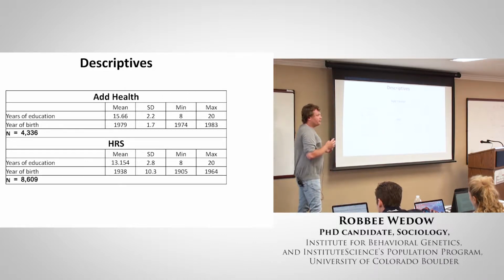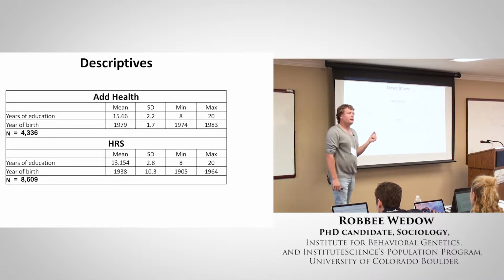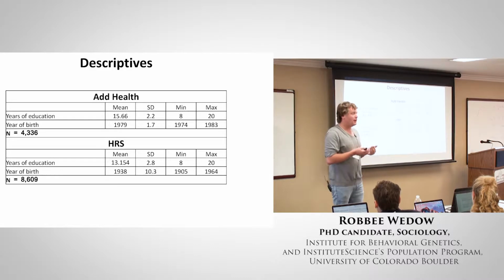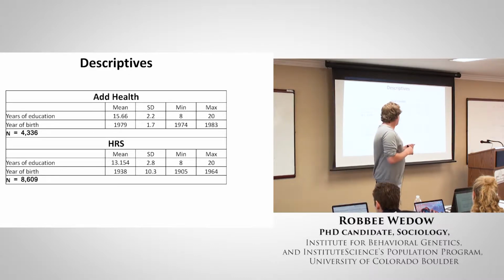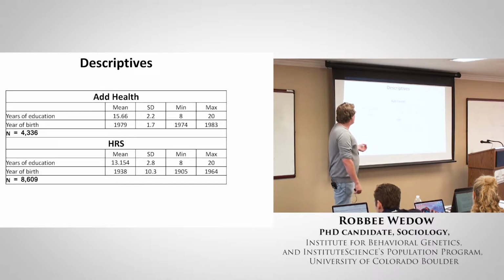A few important descriptives allow us to differentiate between the AdHealth and the HRS samples. In AdHealth, we have a higher mean years of education completed for the respondents in comparison to the HRS respondents. This is in line with modern demographic trends in educational attainment, where younger people are now completing more years of education than older individuals. So you can see a higher mean birth year in AdHealth than in HRS.